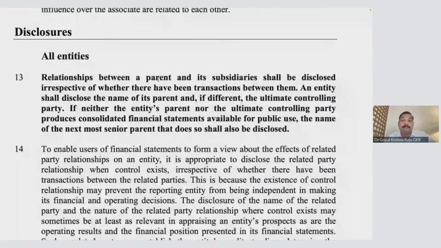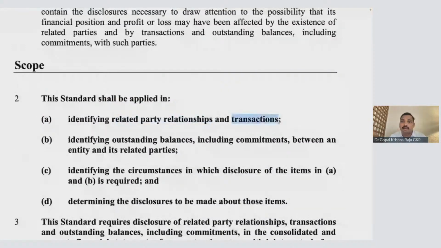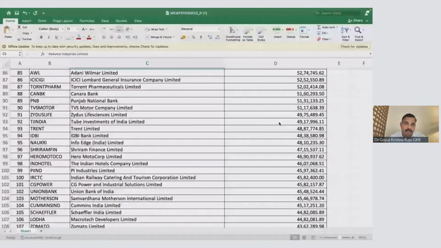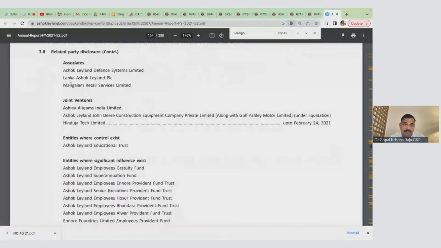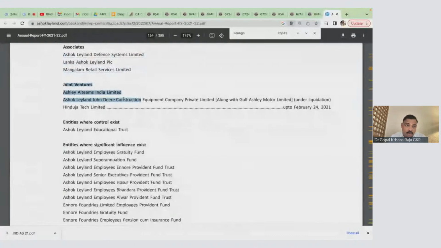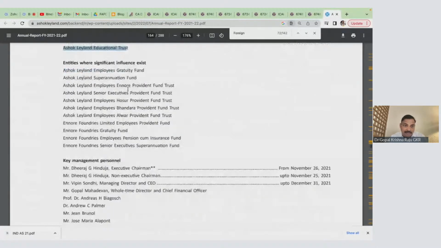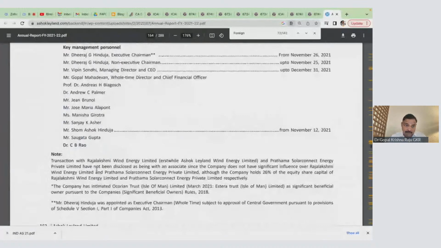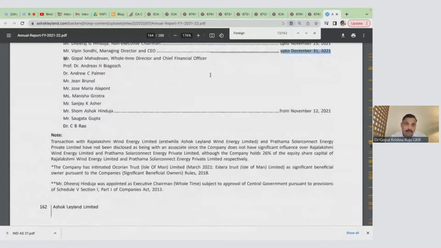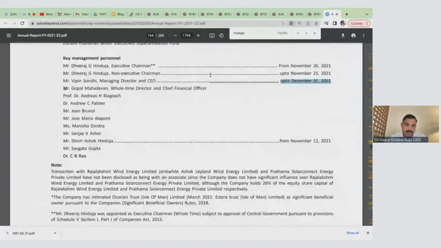Now, if you look at the first para number 2, first give the relationships and the transaction. Now, if the transaction is not there, we will not show relationships. Wrong. Now, look at this Ashok Leyland. This is your related party disclosure. My associates, Ashok Leyland Defense System, my joint venture, entities where control exists, entities where significant influence exists, key managerial personnel. Gopal Madhavan, he is a chartered accountant and CFO of Ashok Leyland. So these are all your related party, and it goes above also.